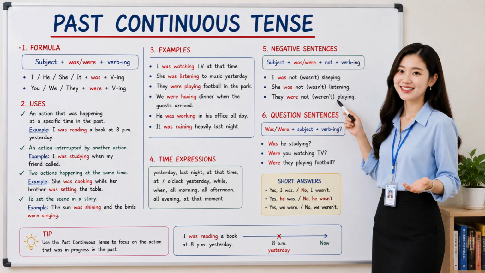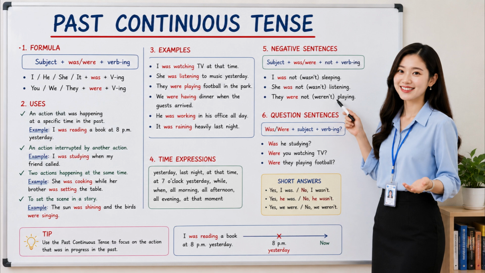Positive sentences. Structure. Subject plus was or were plus verb ing. Examples. I was reading a novel. She was studying English. We were waiting for the bus. They were playing volleyball. He was writing a report.